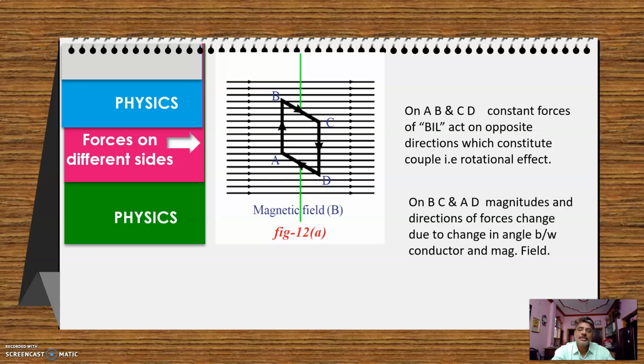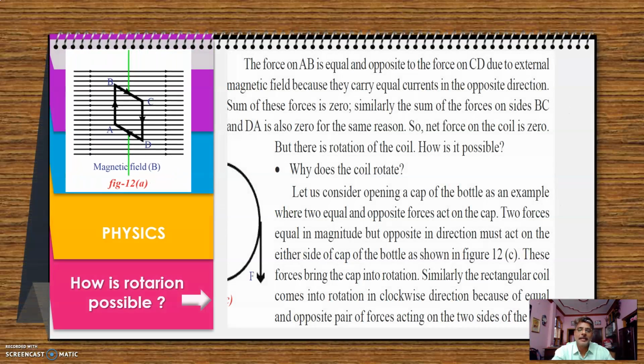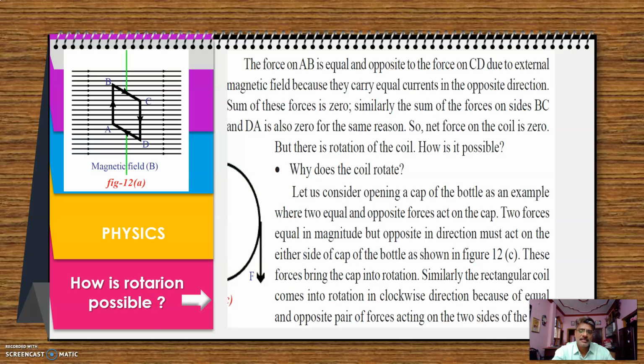And coming to the BC and AD portions, as the coil rotates due to these two forces, the angle between the current carrying conductor BC and AD with respect to the magnetic field will change, and as a result the force will change on BC and AD parts. It changes, and also it changes its direction and magnitude, and we will see it in an animation so that you can understand it in a better way. And then the same discussion goes here in this particular slide.